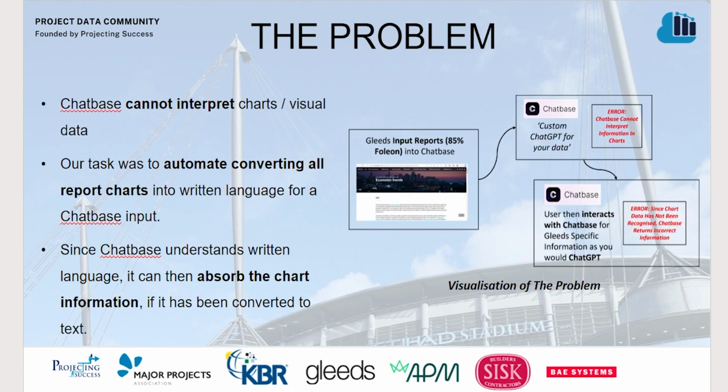So, the problem. Currently, leads are inputting GLEAD reports found online into Chatbase, and these reports contain a number of charts which Chatbase cannot interpret or understand. This is a problem because when a user interacts with Chatbase, the user does not receive the information they would expect. So, our task was to automate the conversion of all these report charts into written language for a Chatbase input. And since Chatbase understands the written language, it can then absorb the chart information if it's been converted to text.